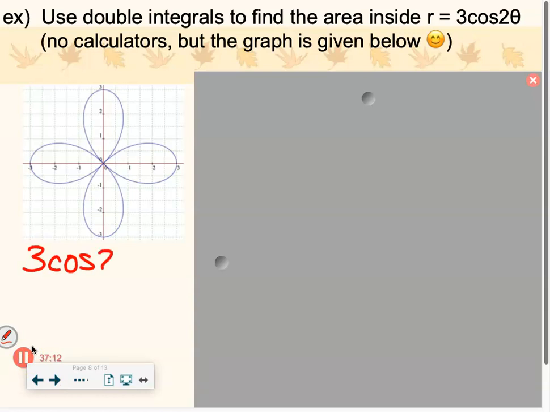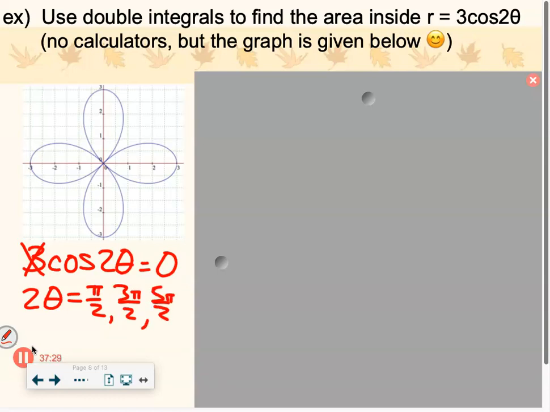Find where it intersects the pole. You set your r equal to 0, so just divide by 3, that's good. So then you say, all right, 2 theta equals, what angles have a cosine of 0? Pi halves, 3 pi halves, 5 pi halves, negative pi halves, and so forth. Then divide by 2, so you get pi fourths, 3 pi fourths, 5 pi fourths, and so on. So we would pick any 2 consecutive. The first one is the first time you're at the pole, and the next one is the next time you hit it, and that would generate 1 leaf.